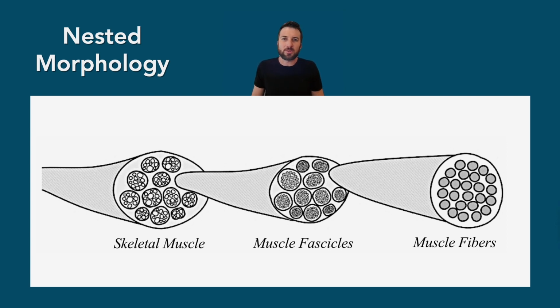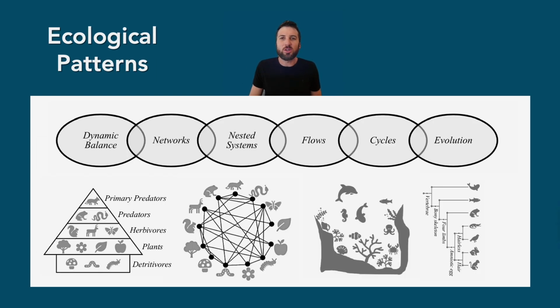This is seen in muscles. One is the skeletal muscle, which is a larger structure. When you zoom into this skeletal muscle, there are different muscle fascicles, and these are kind of like rope-like strands. If you look inside those strands, there are also muscle fibers. So it gets smaller and smaller and smaller. And this is one way that multicellular living systems are able to create order, through creating nested morphology, so nested order systems. Now, zooming out even further, you can look at ecological patterns.